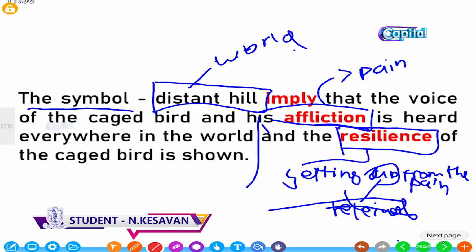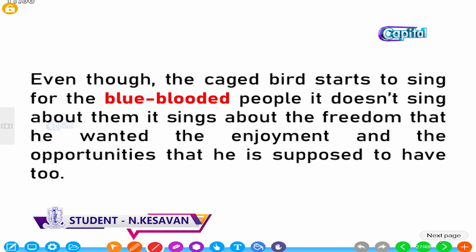And finally, the meaning. Even though the caged bird starts to sing for the blue-blooded people, it doesn't sing about them. It sings about the freedom that he wanted, the enjoyment and the opportunities that he is supposed to have too in this world.